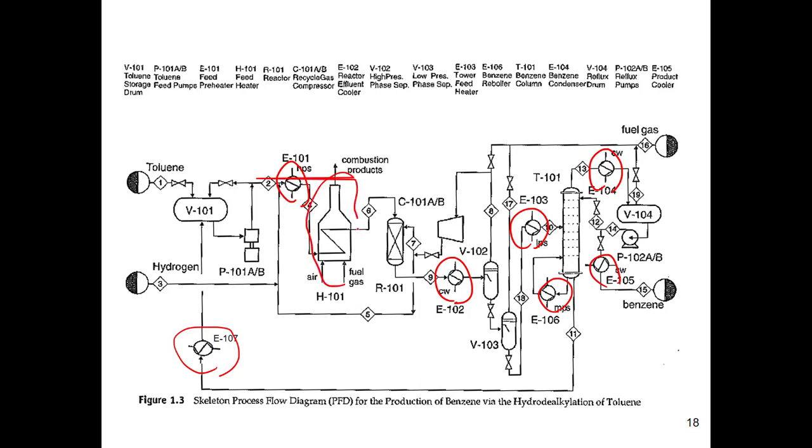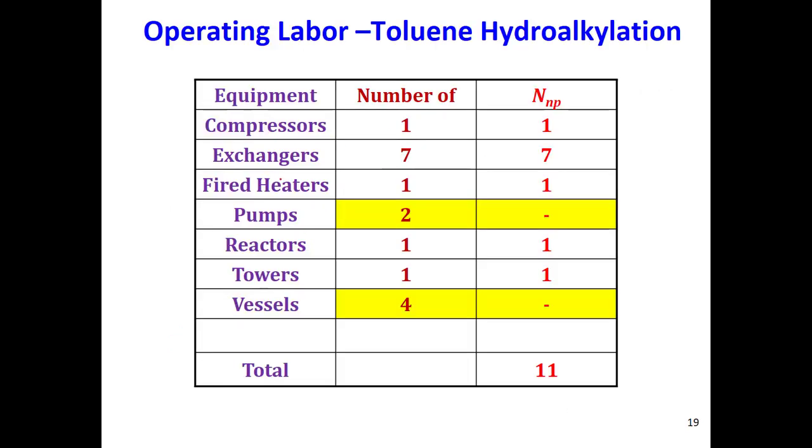1, 2, 3, 4, 5, 6, 7. I have one heater here, right? So I find the number of each of this equipment that I have, and then I list it in this table. So I have one compressor, 7 heat exchangers, one fired heater, 2 pumps, 1 reactor, 1 tower, and 4 vessels. So those are the total numbers, but which ones are particulate, which ones are non-particulate?